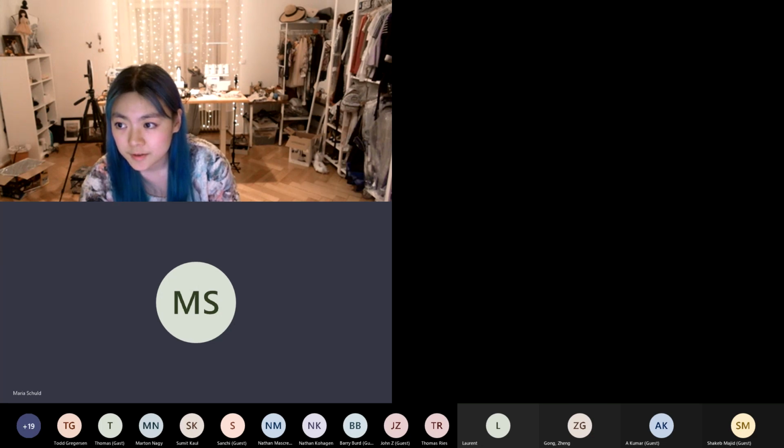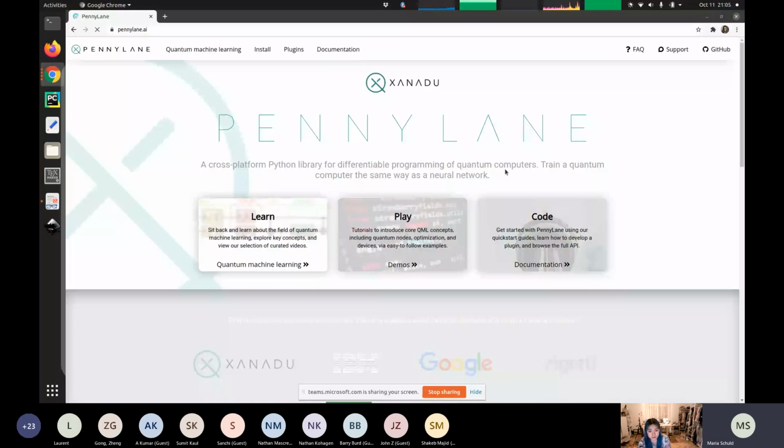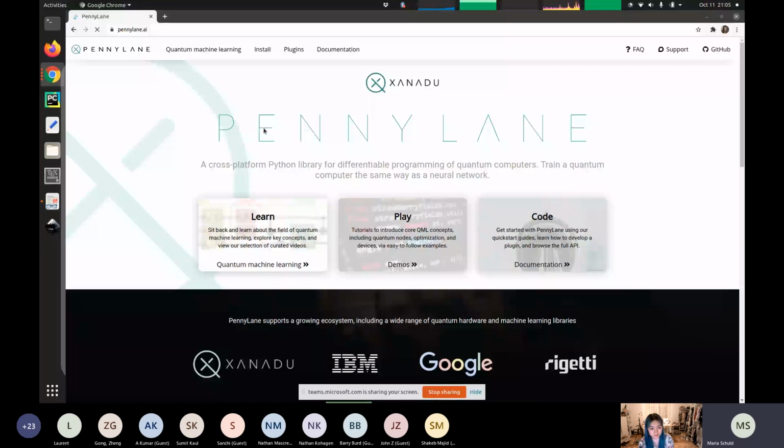Cool. I think you can see now my entire desktop. So this is PennyLane. This is the landing page. Very briefly, if you want to learn more about this way of thinking of quantum machine learning, you find a lot of resources on the quantum machine learning tab. My internet seems to be slow if it does a lot of things at the same time.